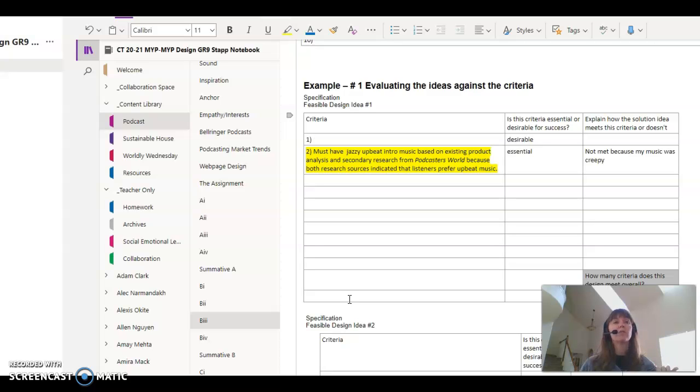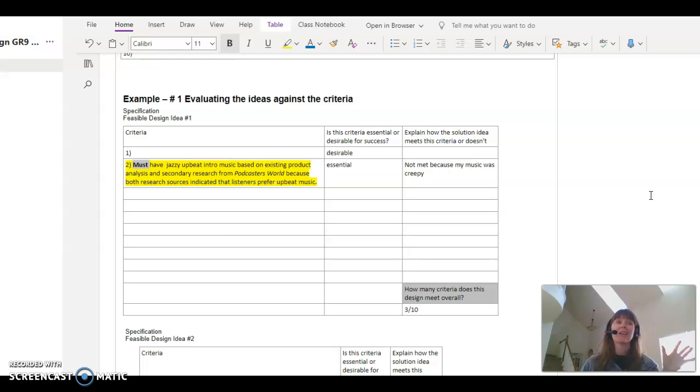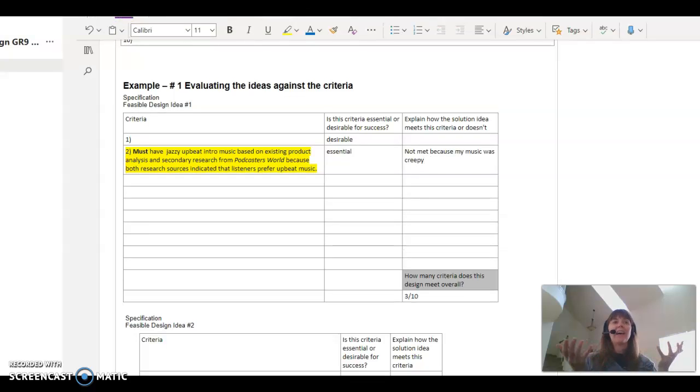And I've created a table for you in your formative. In this middle column, it says, is this criteria essential or desirable? And you will let me know based on the word choice that you used. Okay, remember, must is essential, may is desirable. It doesn't need to happen in order for this podcast to still be successful. Must, it has to happen. Then over here on the right-hand side, you're going to evaluate your script planner against your criteria, each one of them, and then tell me how it met it, if it did, or how it didn't meet this criteria. So you'll explain either one.